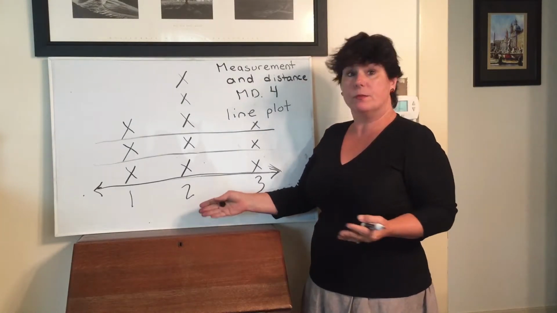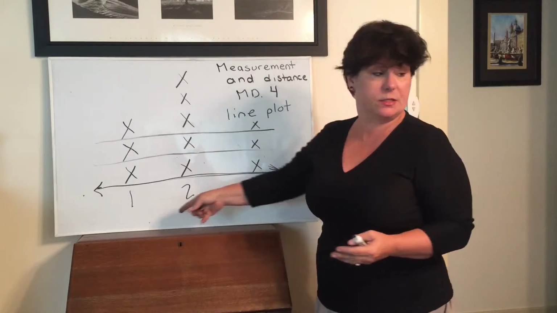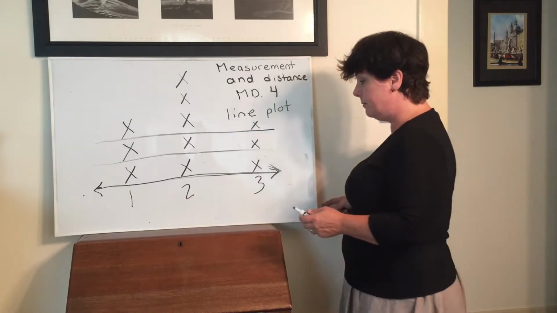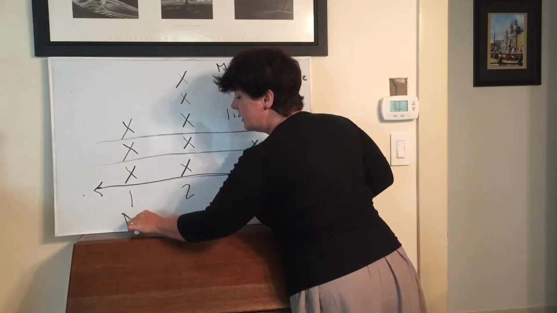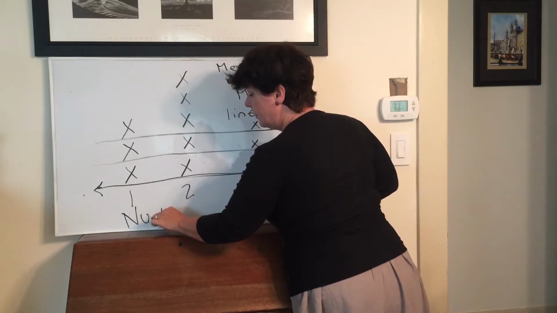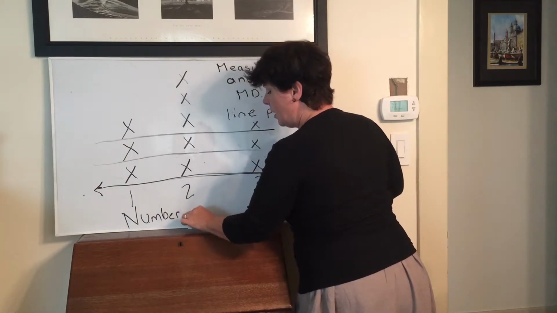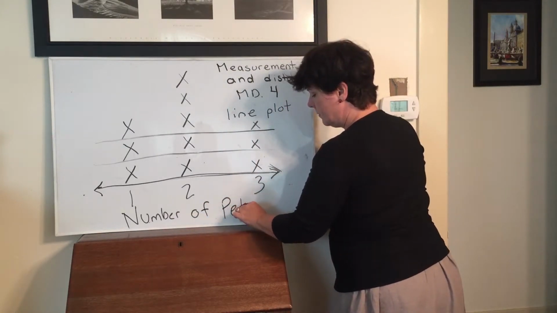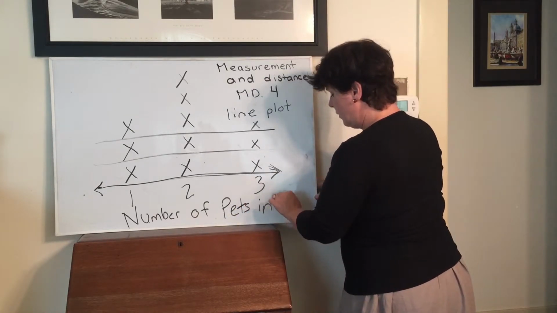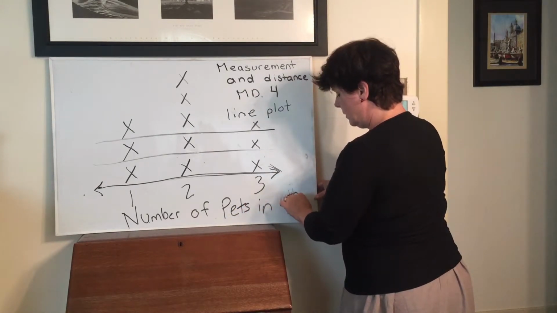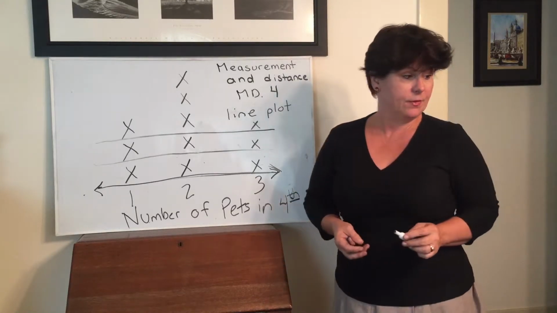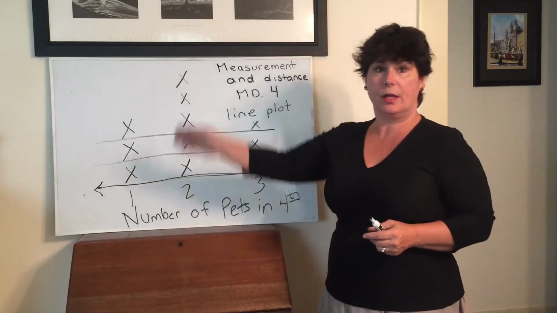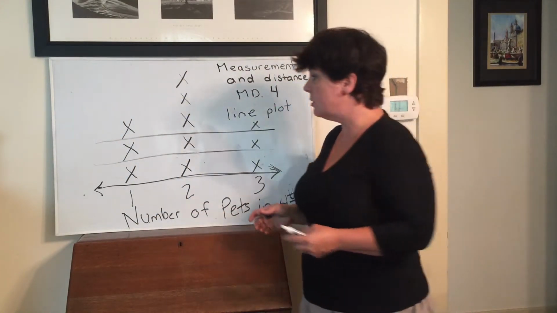So now you ask them to read it. Well, you can't because this is not labeled. And this is why it's really important to label what your numbers represent. So you need to write a sentence that says number of pets in 4th grade. Okay? And then you also want to represent what's changed, and Y usually represents what's changed.